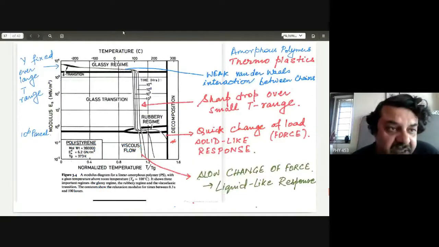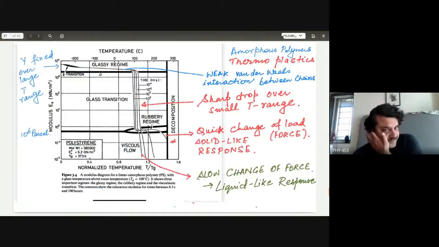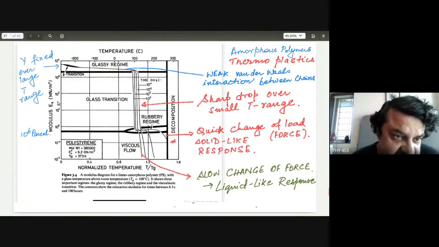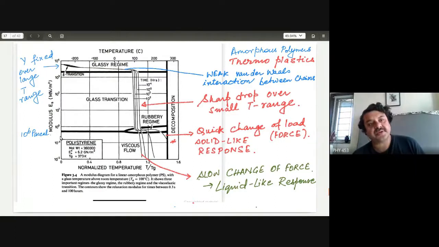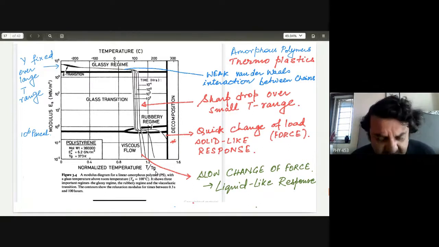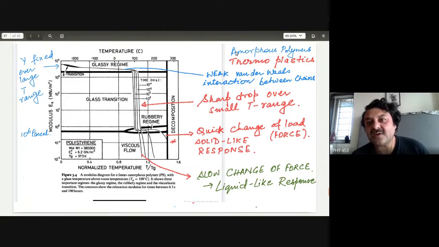Now looking at this, what we are looking at is the Young's modulus, of course on a log scale, so basically 10 to the 6 Pascal scale, and here this is normalized temperature, T by Tg. Why is it plotted like this? Have a look at the glass transition, where we discussed glass, and there the temperature is given in real units, that's in centigrade. And this is how the phase behavior of thermoplastics behaves.